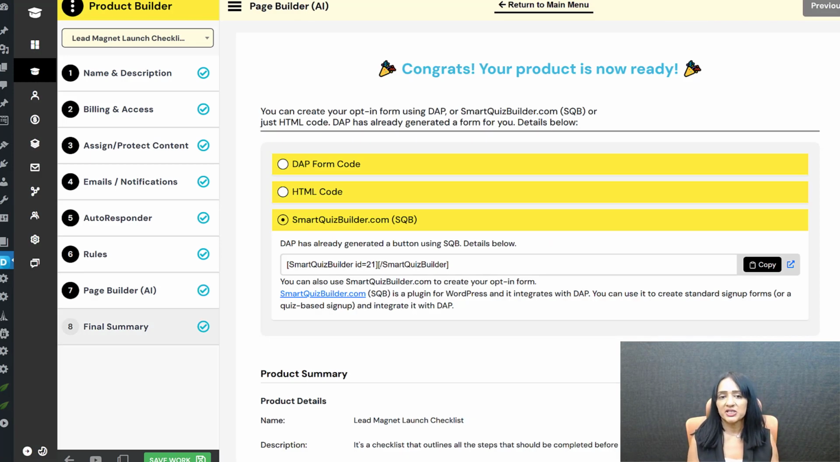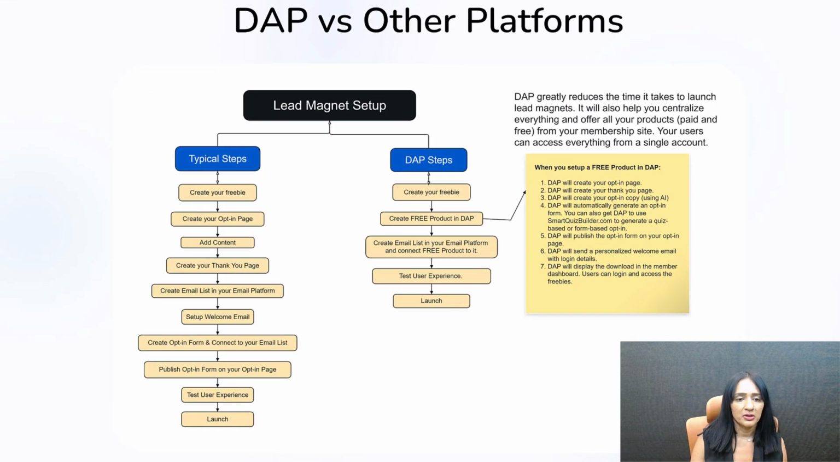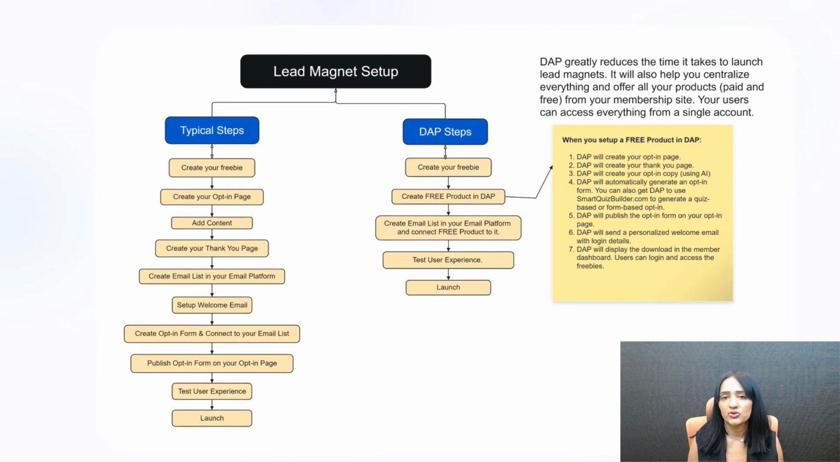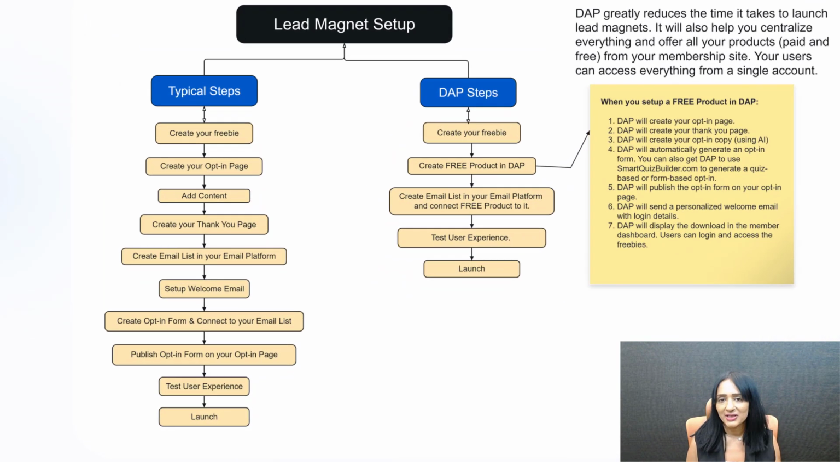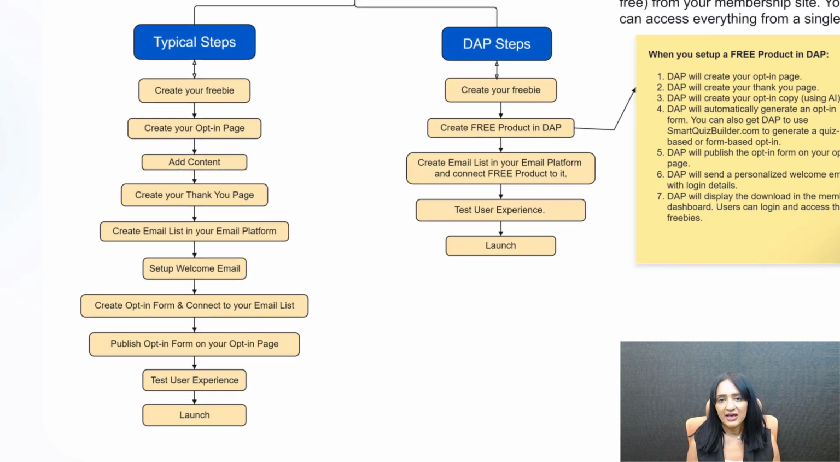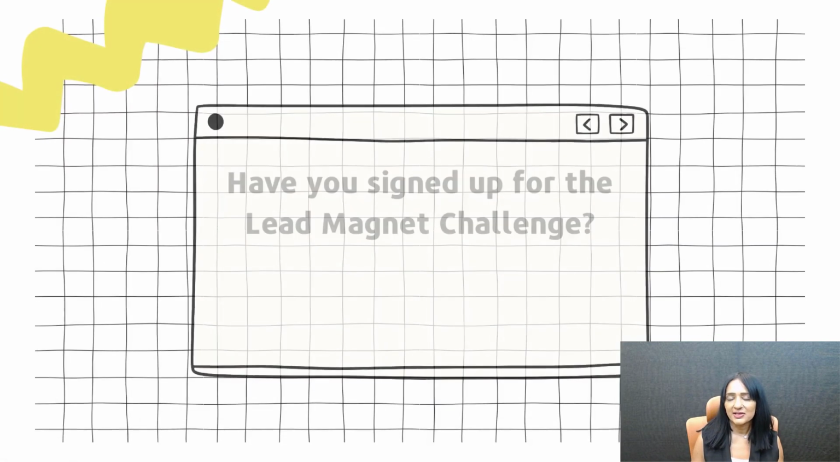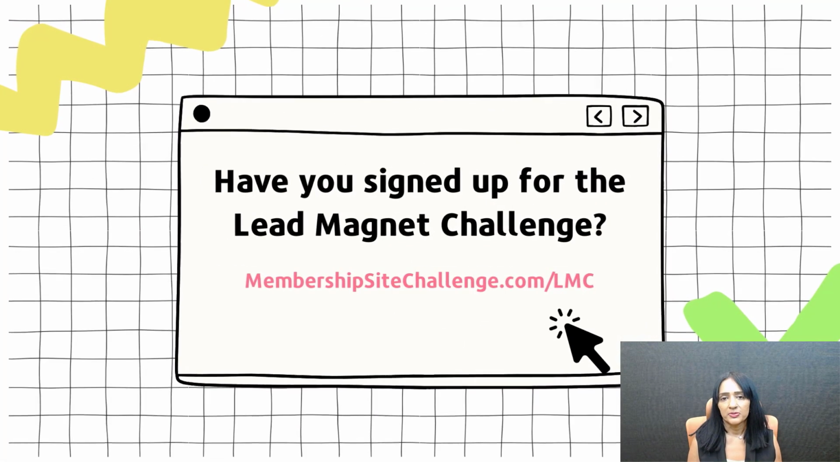And it only took me this much time because I had to go over all the steps and explain to you how it works. But when you're creating a free product in DAP for your freebie, it's really simple. That makes it really easy to centralize everything, offer everything from your site: freebies, paid products, membership, courses, challenges. You can do it all using DAP. That's exactly what I do. That's exactly what I recommend you do as well. So that way you can centralize everything, offer everything from a single place.